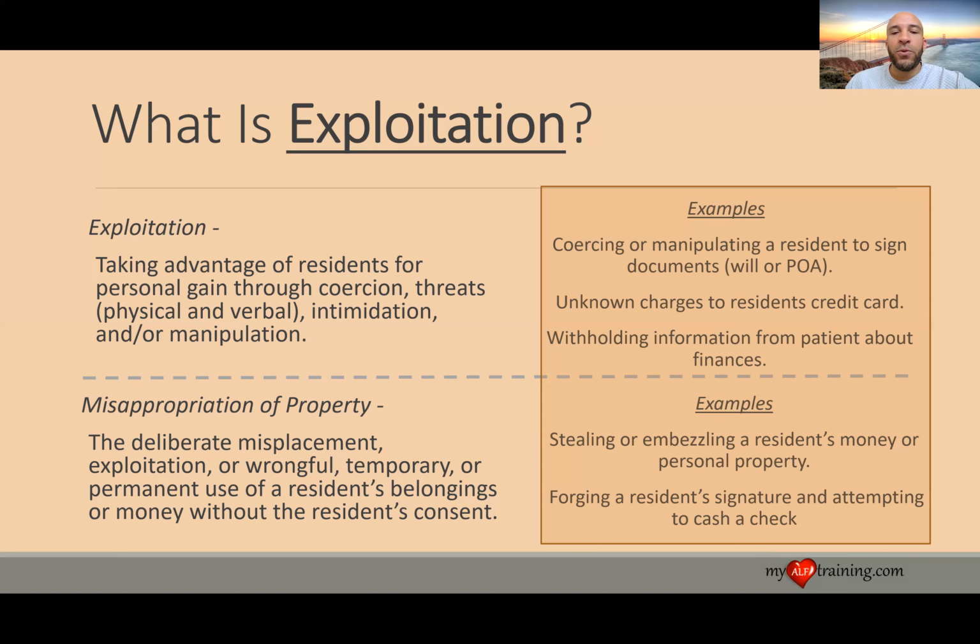So, some more examples would be stealing or embezzling a resident's money or personal property, forging a resident's signature and attempting to cash a check, or, as we just talked about, using a resident's car without their permission. That is misappropriation of property.